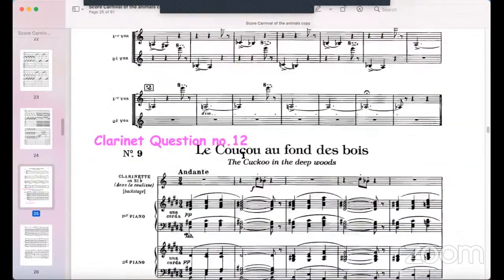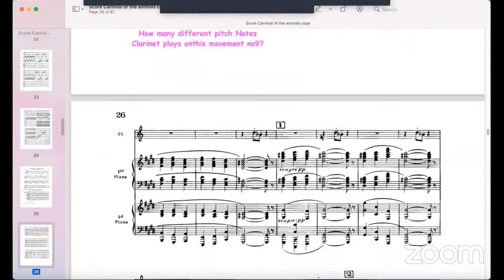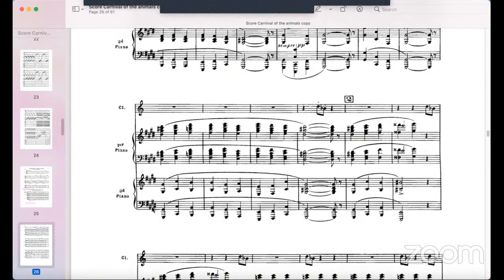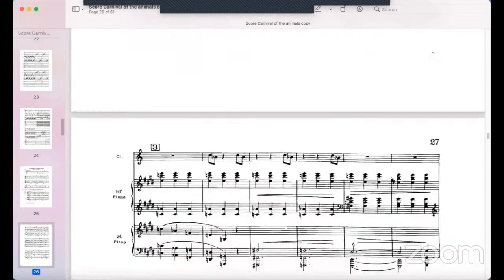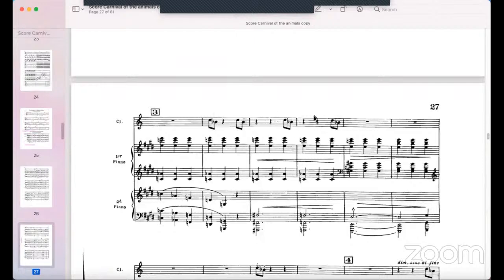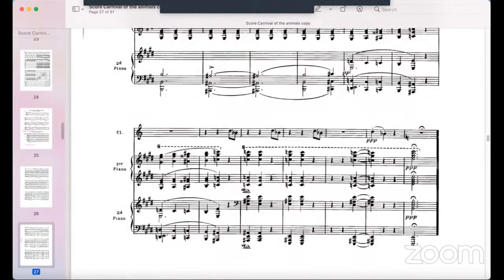The cuckoo. So how many different pitch notes does the clarinet play? Just the clarinet, okay? Just the clarinet. How many different? And finish it here. Thank you.